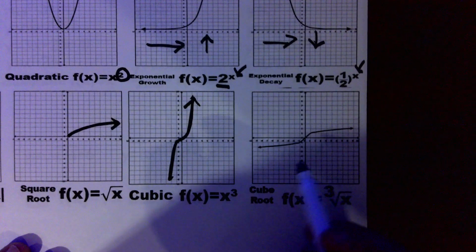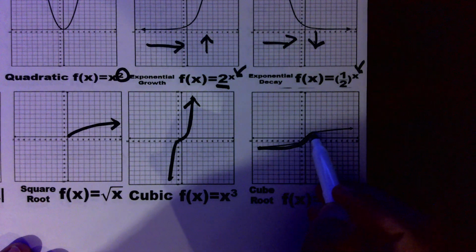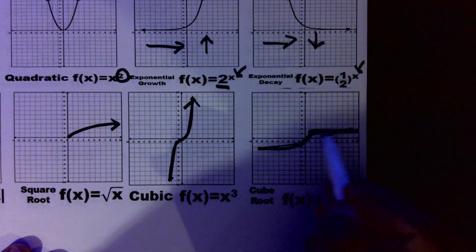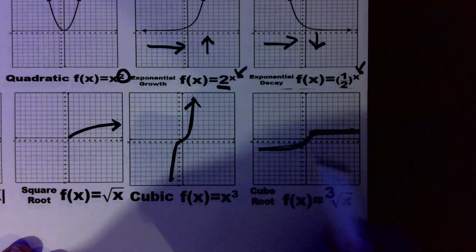And then finally we've got a cube root. A cube root is sort of like a square root. This part right here is like the square root, but it's flipped over and inverted on the other side as well.